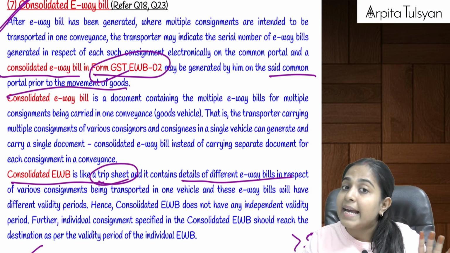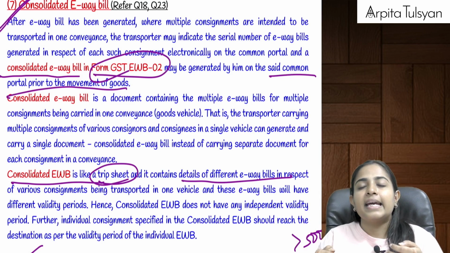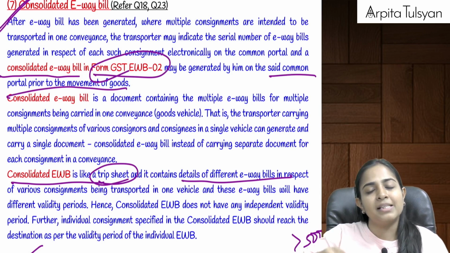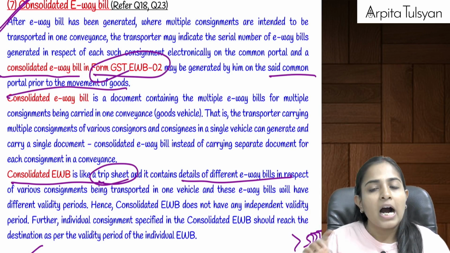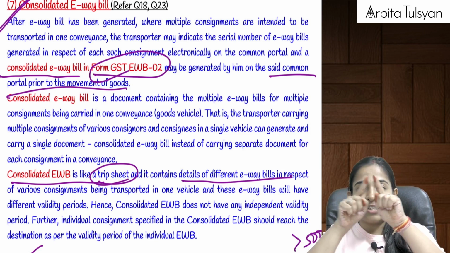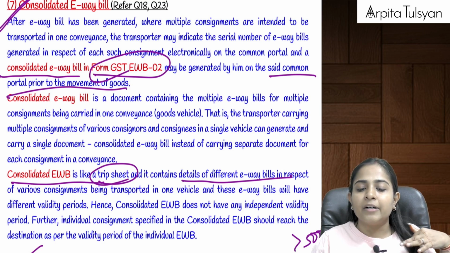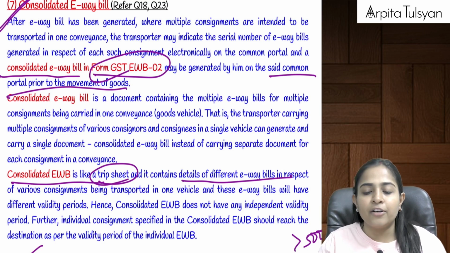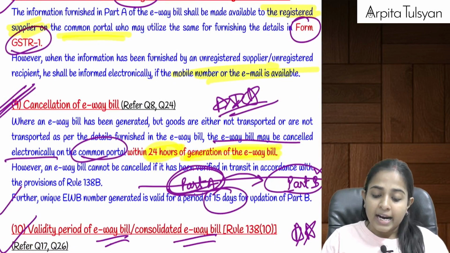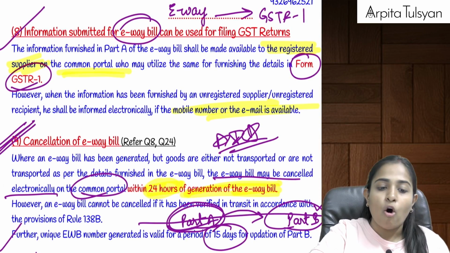Individual e-way bills are anyway mandatory. But for the purpose of his convenience, the transporter can apply for a consolidated e-way bill, which will contain the details of all the individual e-way bills that he is transporting from one place to another. But the consolidated e-way bill does not have any legal validity. It is just a summary for his own use, which he can get on the GST portal in form GST EWB 02. Are you clear with this? Again, I am repeating, this consolidated e-way bill is not mandatory. This is purely optional. Right?